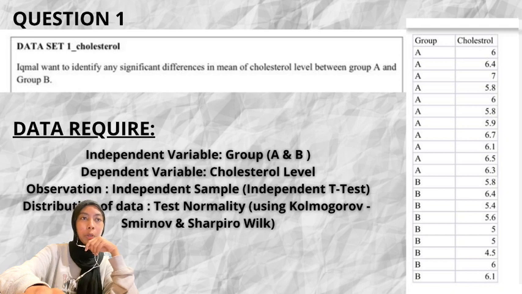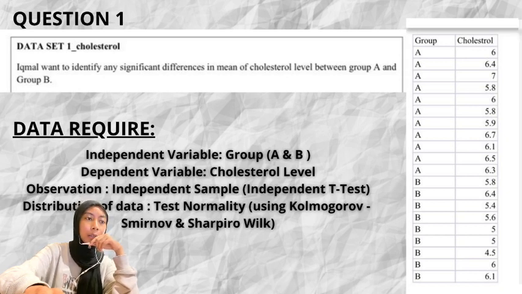So from this table we can see the data required is for the independent variable, which is group. We can say group A and group B, and then the dependent variable, which is cholesterol level. For observations, we can see this one is an independent sample, so we can use the independent t-test method.